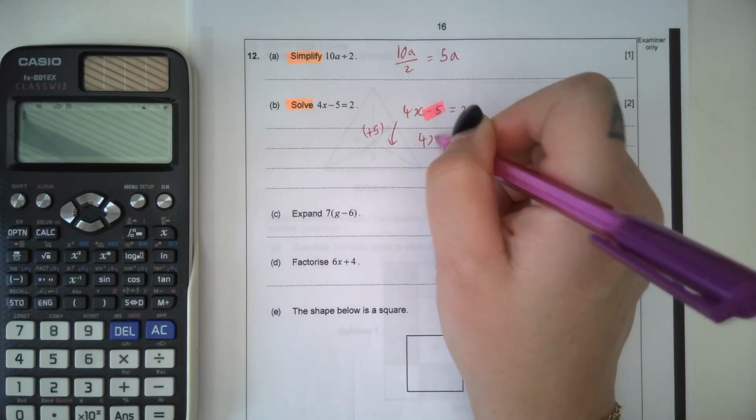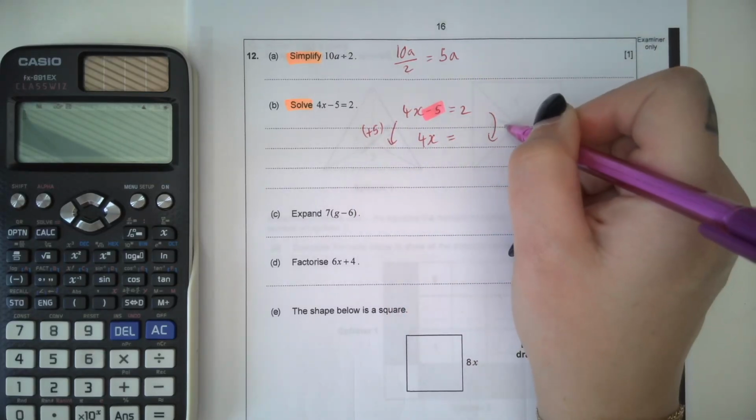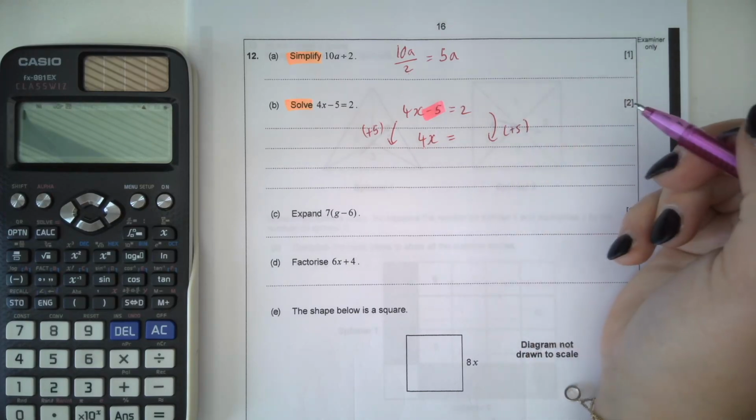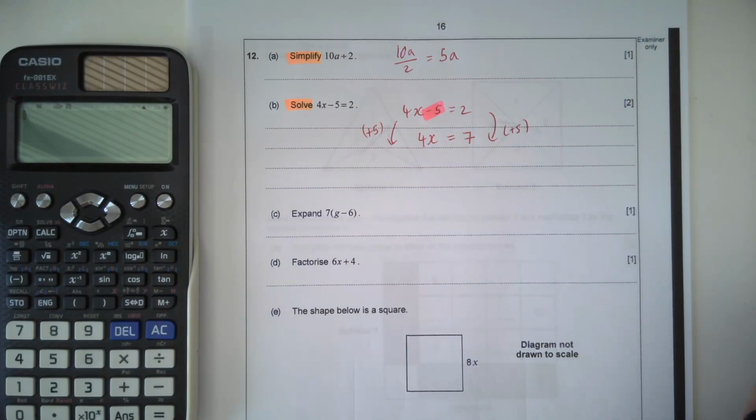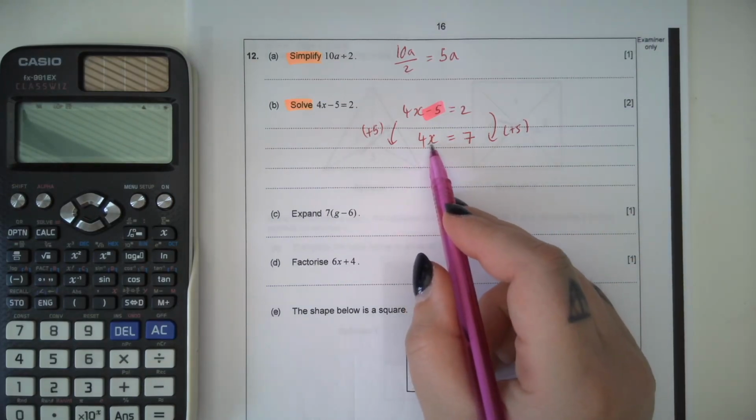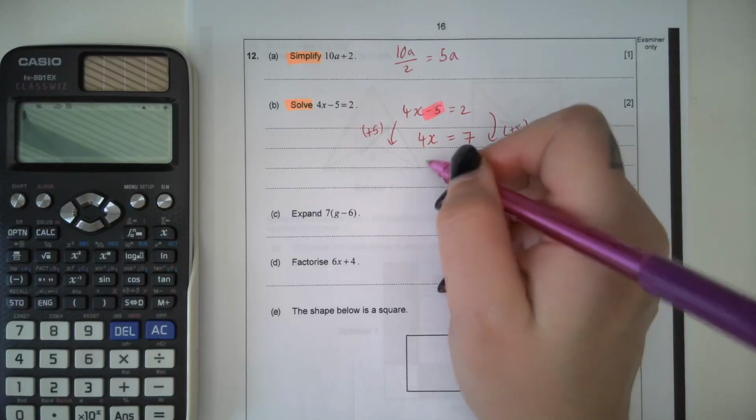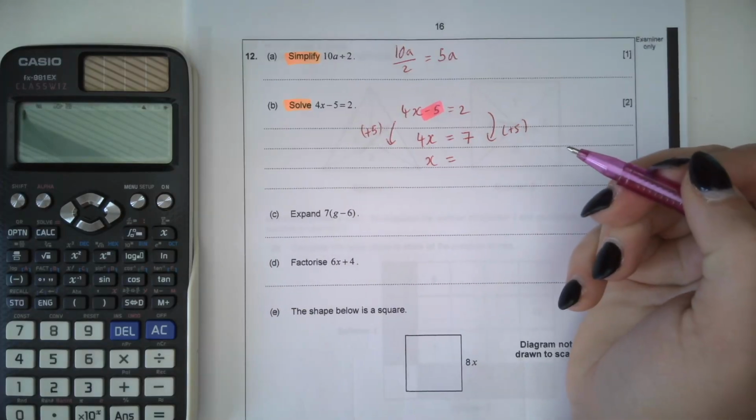So when I add 5 to the left-hand side, I get 4x. I have to do the same to the right-hand side to balance the equation. So 2 plus 5 gives me 7. Now I've got 4 times x. I want it to be x equals. I want x on its own.